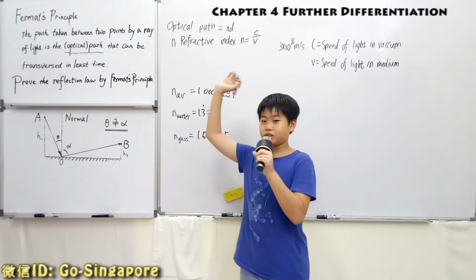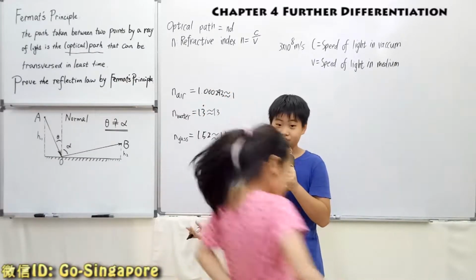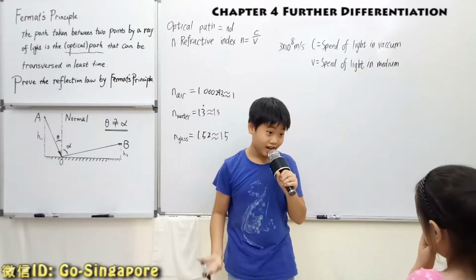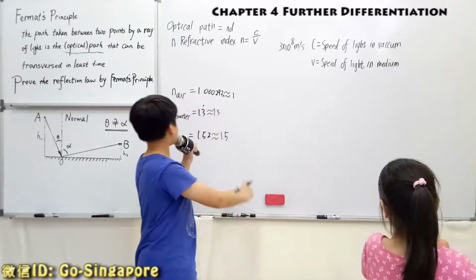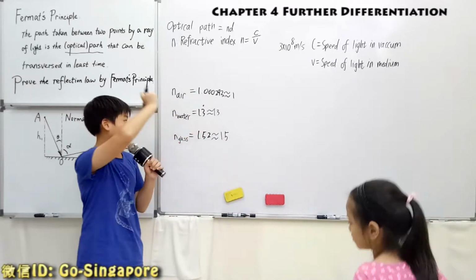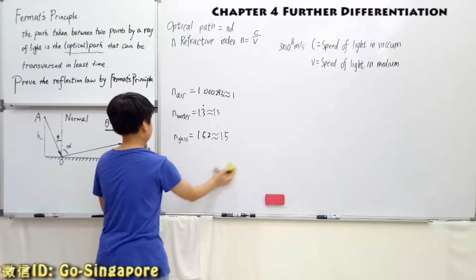And remember, this is light in vacuum. Light in different media has different speeds, right? Okay, so for this, remember, take a look at this. Can we just erase this?